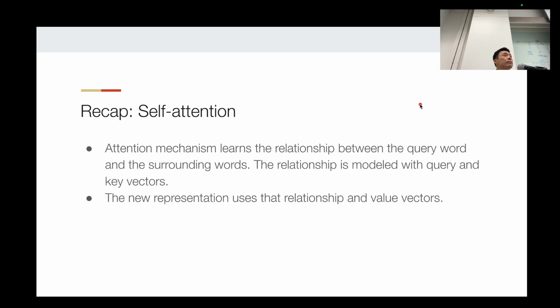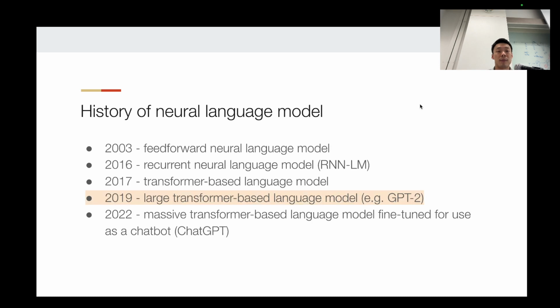And yeah, that's it for self-attention. And that's this innovation that changes everything, because now we get embeddings that are highly contextualized. Now you can do more things. So, transformer.